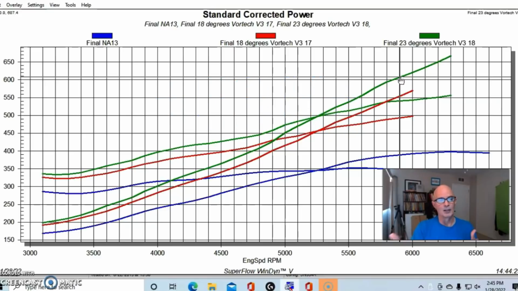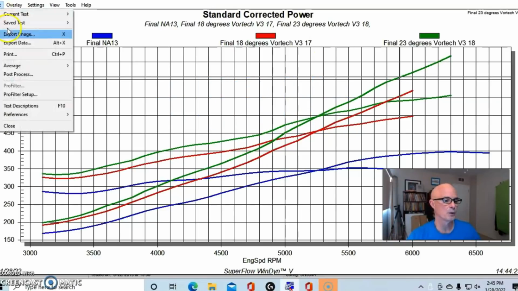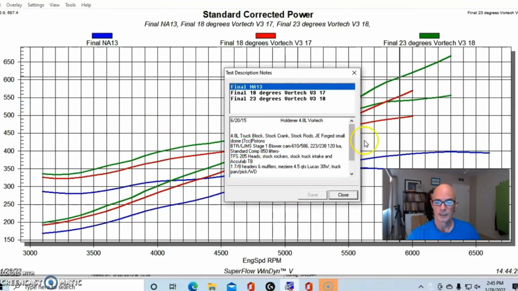And even for our non-intercooled version, I want to make sure, I think that this thing was run on E85. Test description.